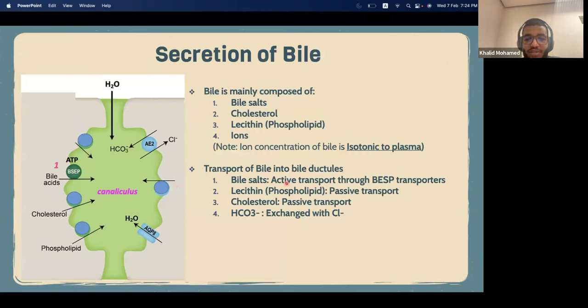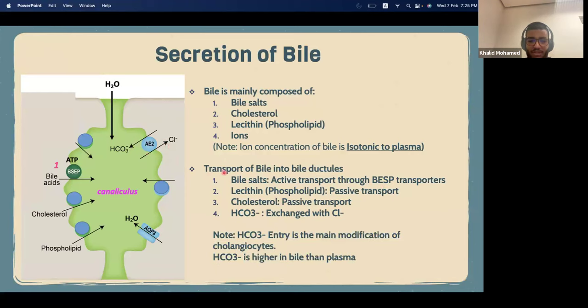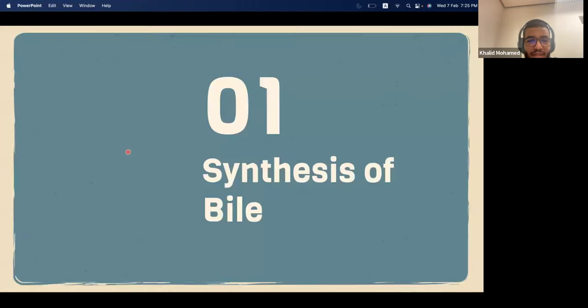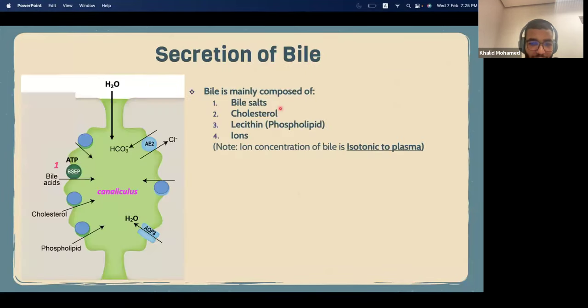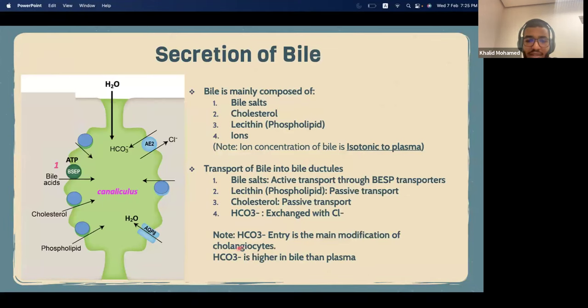So as we said, transport of bile salt in ductules. Bile salt is by active transport through the bile salt export protein. Lecithin is by passive transport. Cholesterol is by passive transport. HCO3 enters and is exchanged with Cl-. We'll talk about this more in a bit. Just note for now that bicarbonate entry is the main modification of cholangiocytes. Remember in this slide, we said these cholangiocytes modify the bile. So the main modification of bile is secretion or entry of bicarbonate.